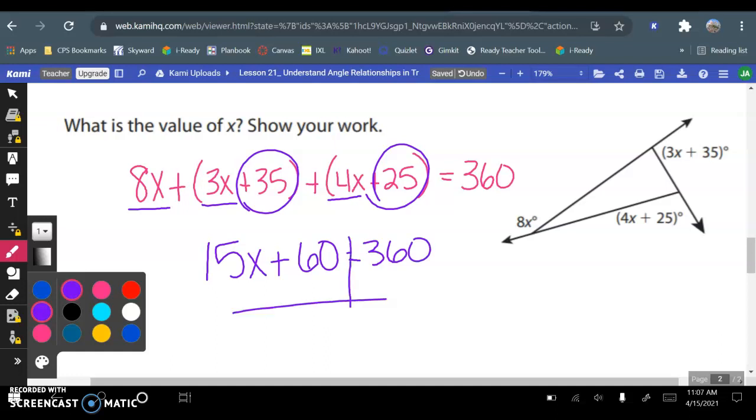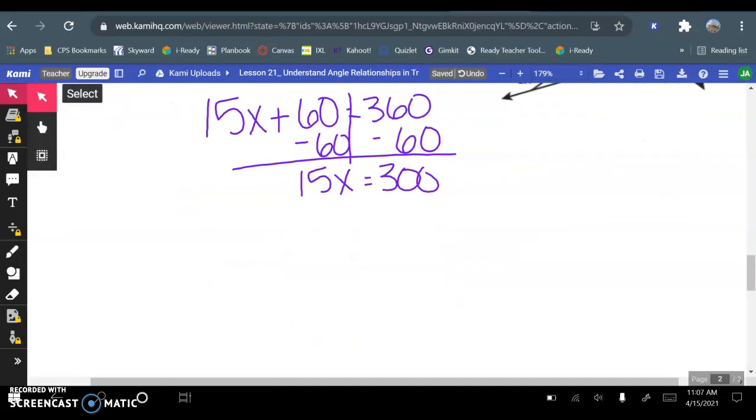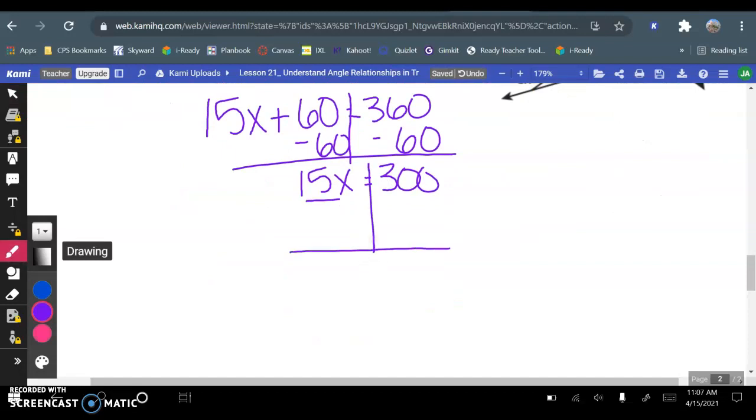And then we subtract 60. So 15x equals 300. And then we divide by 15. So x equals 20.